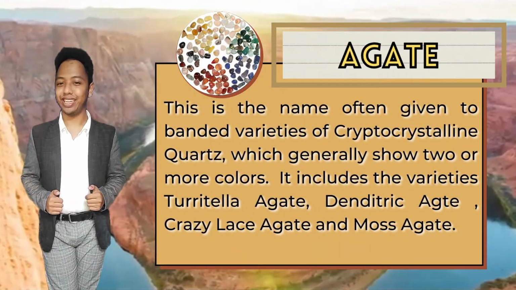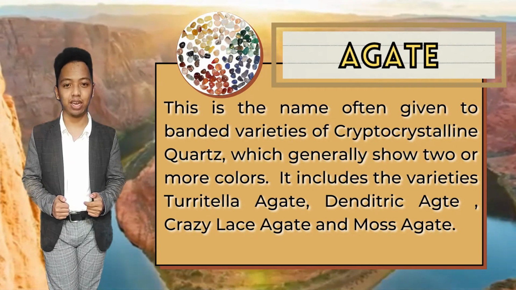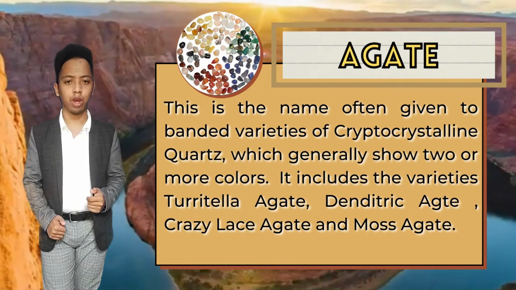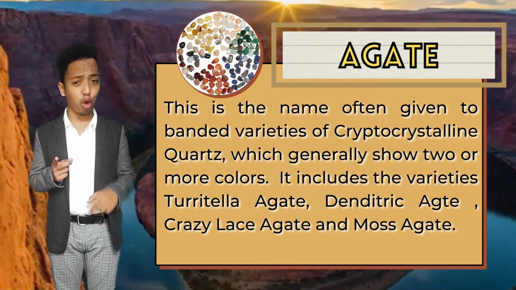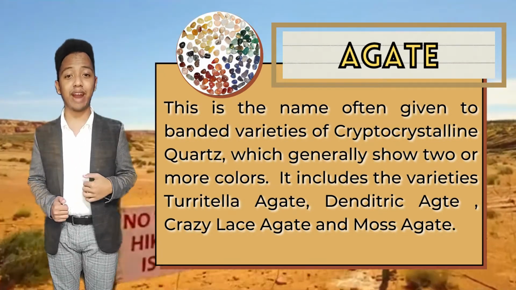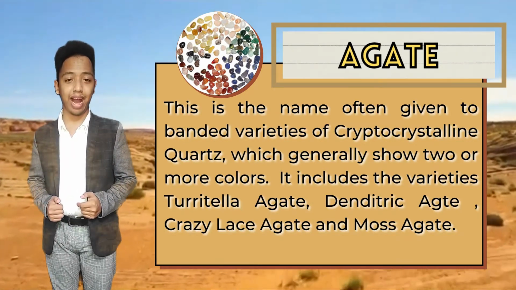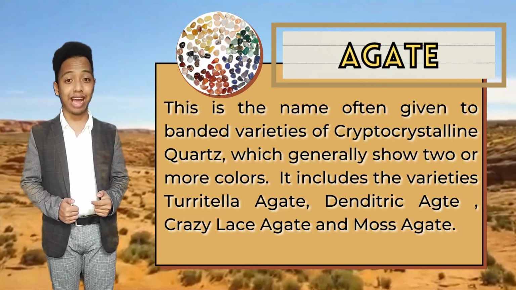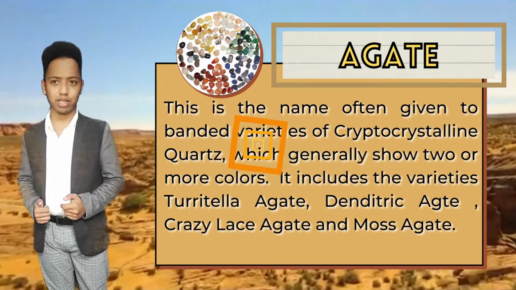Agate. This is the name often given to banded variety of cryptocrystalline quartz, which generally shows two or more colors. It includes the varieties turtle agate, dendritic agate, chrysolite agate, and moss agate.